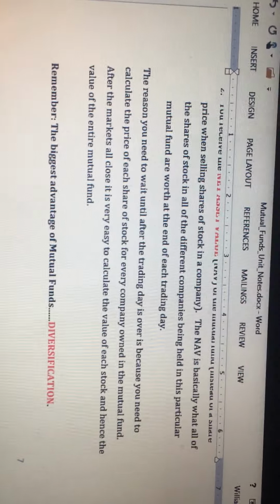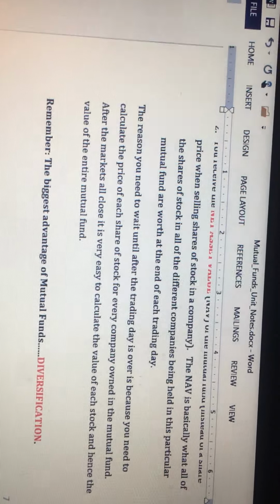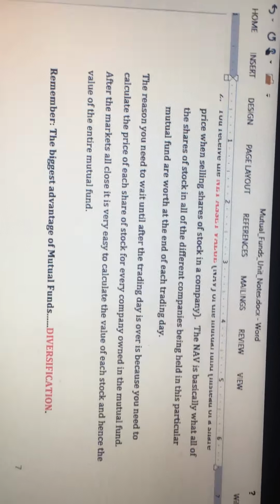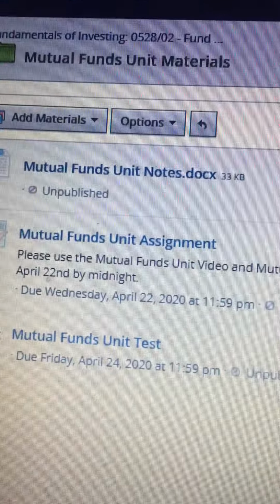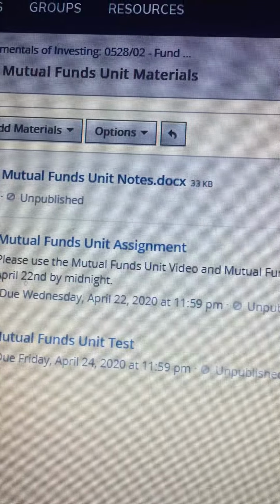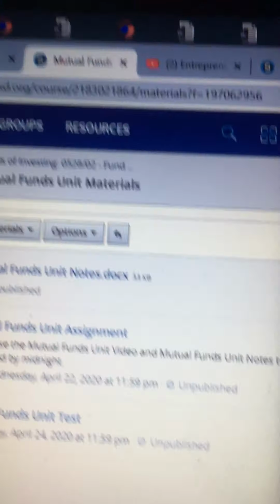All right. So as I already said, the assignment is due on Wednesday by midnight. The mutual funds unit assignment's due by Wednesday at midnight. And the mutual fund test, which is an open notes test, is due by Friday at midnight, the 24th. All right. If you have any questions, please email me.